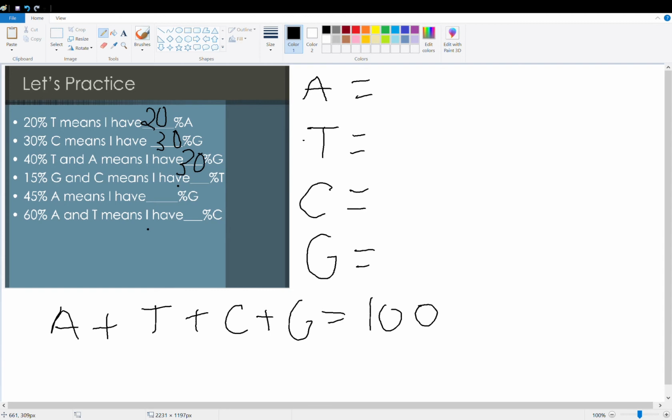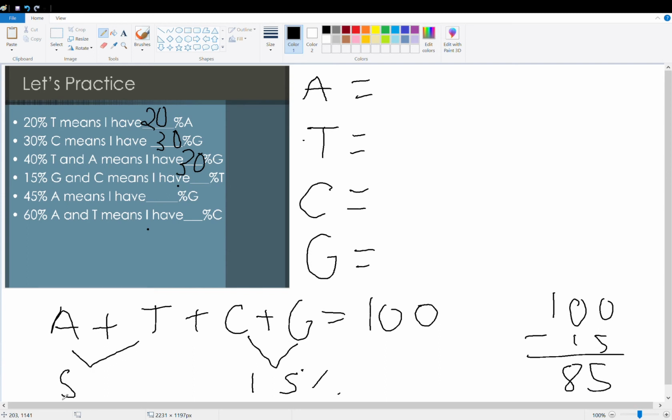Now this one gets a little tricky because now you have to use decimals. So G and C together have 15%. How much A and T do I have? What's going to happen is, remember, the sum of all bases needs to equal 100. So I'm going to take 100, subtract 15, because that's how much C and G I have. And that will tell me how much A and T I have. And that should be about 85. Now we know A and T together have 85.